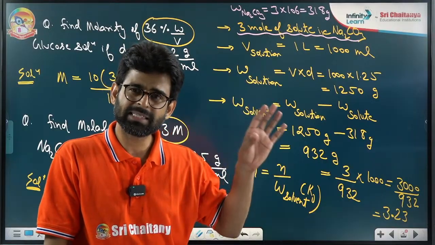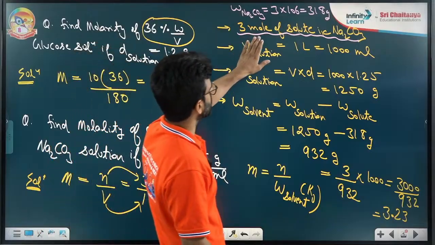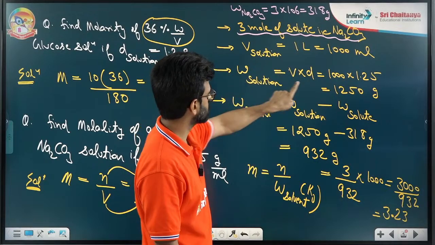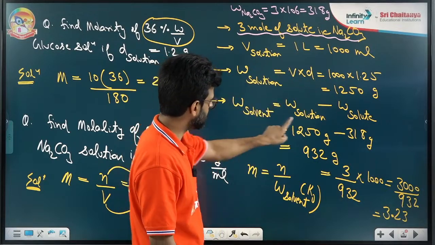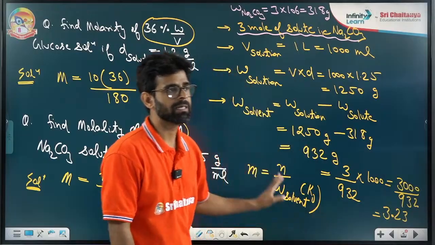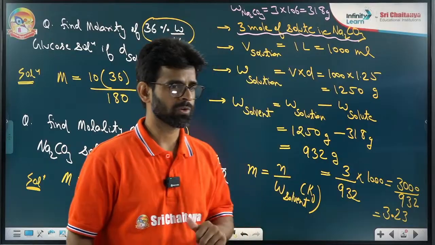Now I will write the shortcut, okay? We have seen the concept behind it. From the first line, we took 3 mole solute in 1 liter solution. From volume, I got the weight of solution. I can get the weight of solvent. If I have the weight of solvent, I can get the molality very easily by the formula, right? Now, we can write the shortcut also, fine?